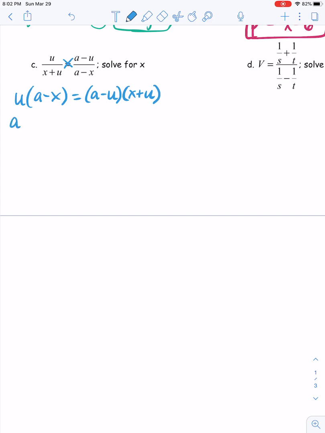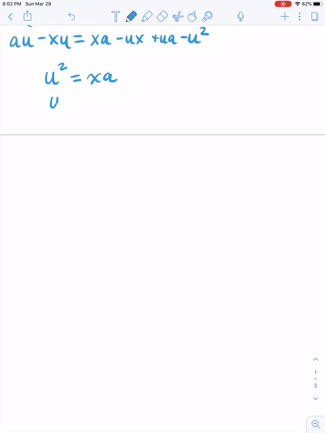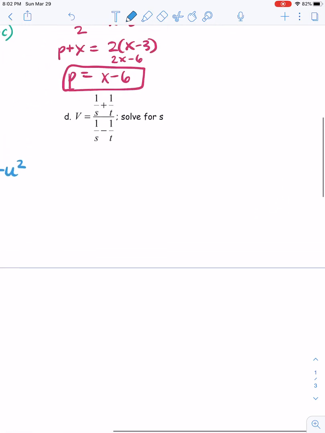So distributing, I get au minus xu equals, if I FOIL this out, you might want to pause here and FOIL it out, you would get xa minus ux plus ua minus u squared. So then I could combine all my like terms, and that is going to give me u squared equals xa. And so if my goal is to solve for x, all I need to do is divide by a. So u squared over a equals x. Done. Final answer. All right.